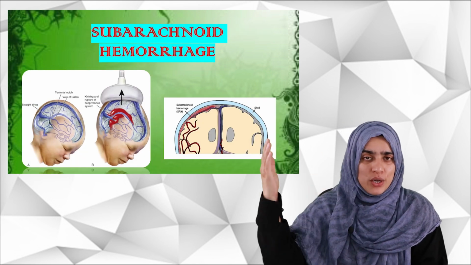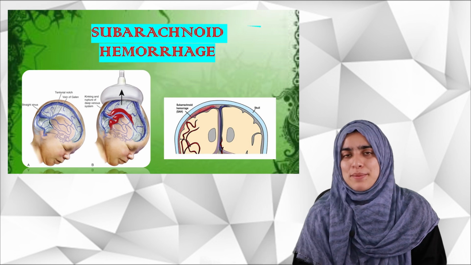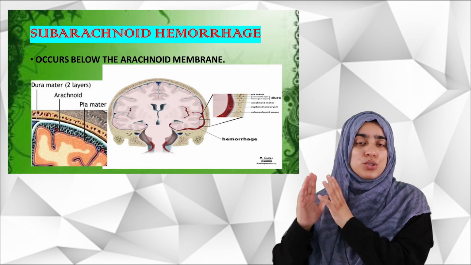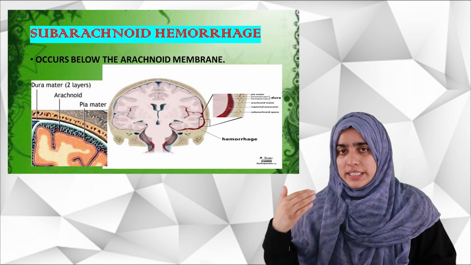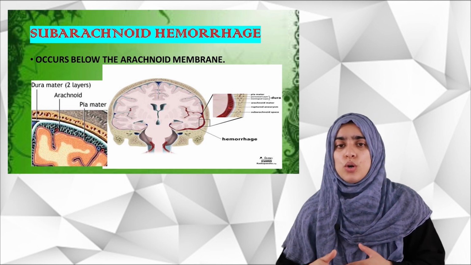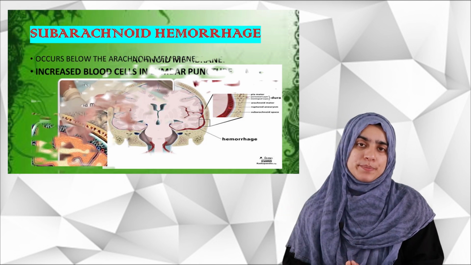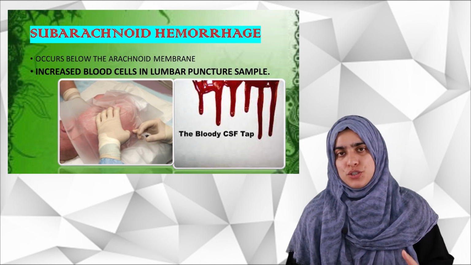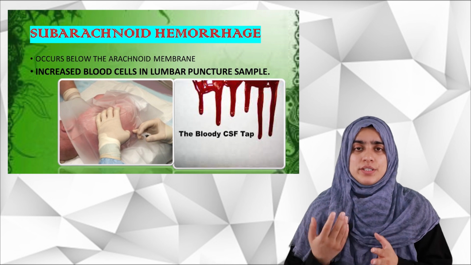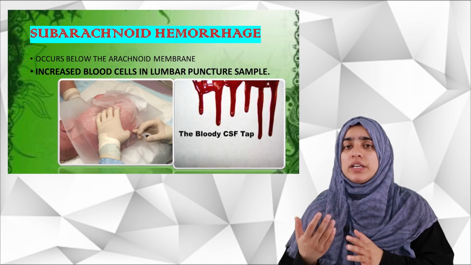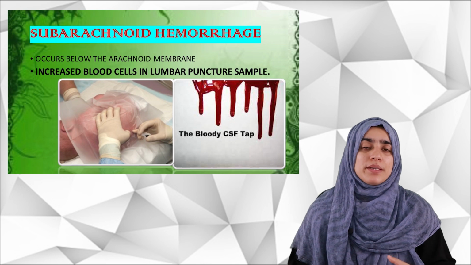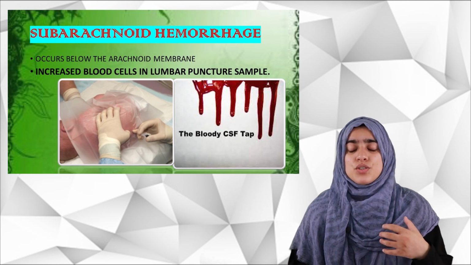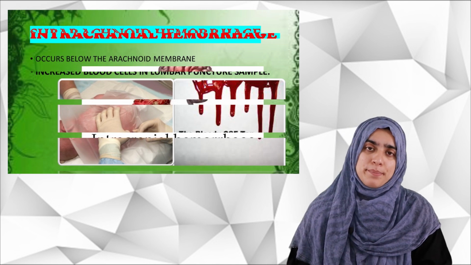Another condition we'll be talking about is the subarachnoid hemorrhage. This is the most common type of intracranial hemorrhage, which occurs below the arachnoid membrane. The majority of infants will not show any clinical features, but it can be detected when an elevated number of red blood cells is found in the lumbar puncture sample.